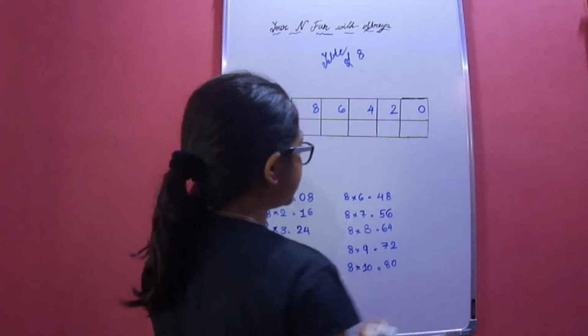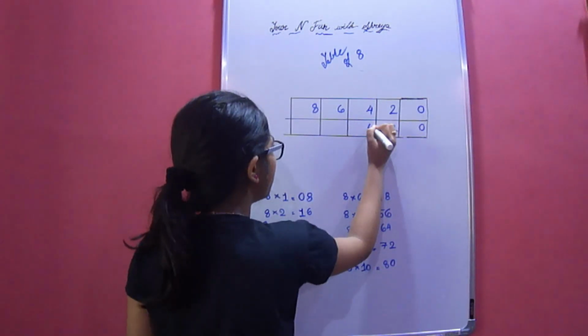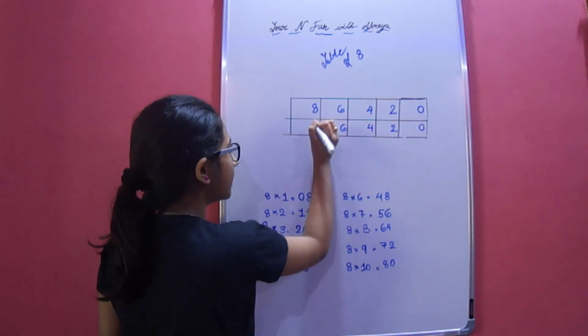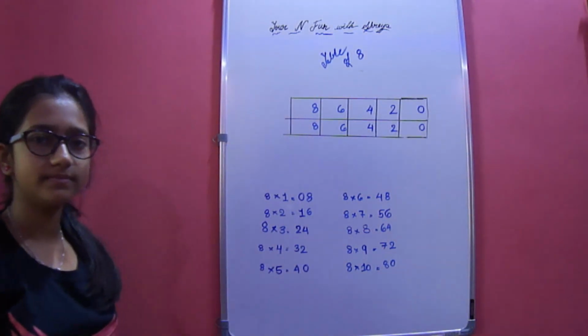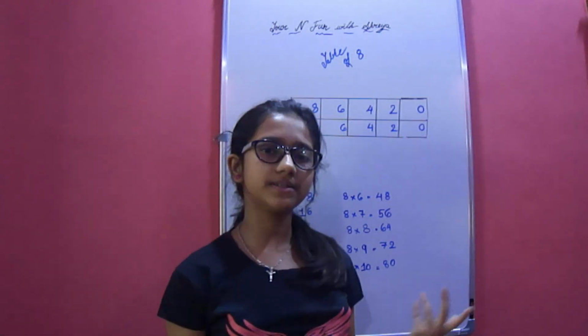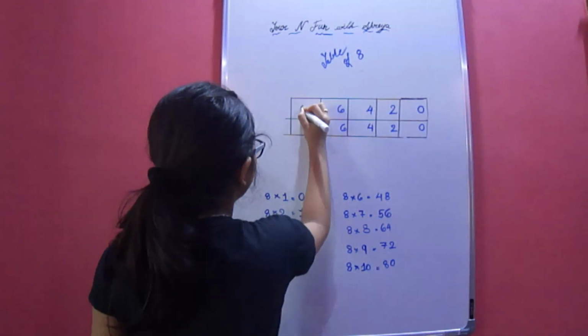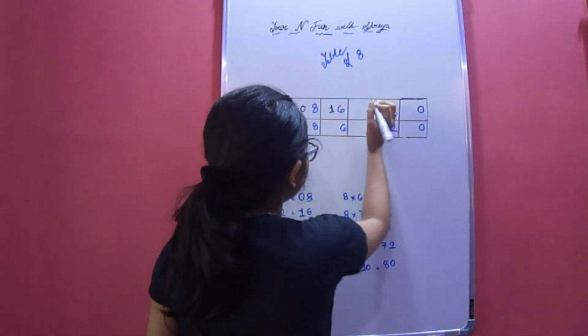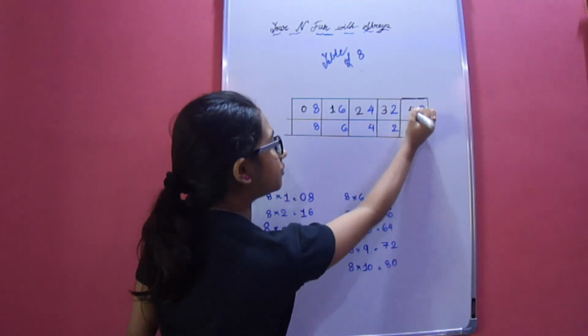Now we are going to be repeating it again. 0, 2, 4, 6, 8. Now let's get on with the next step. The next step is also really easy. We just have to write the numbers in a systematic or normal order. So 0, 1, 2, 3 and 4.